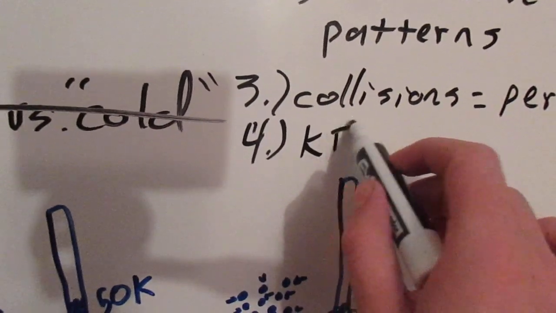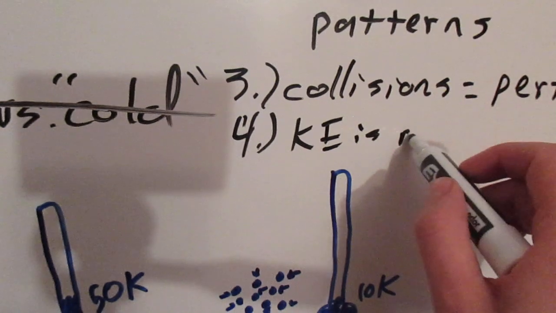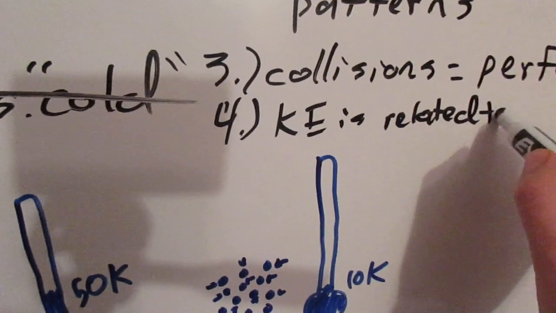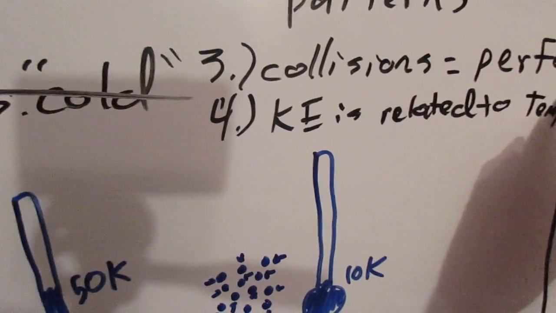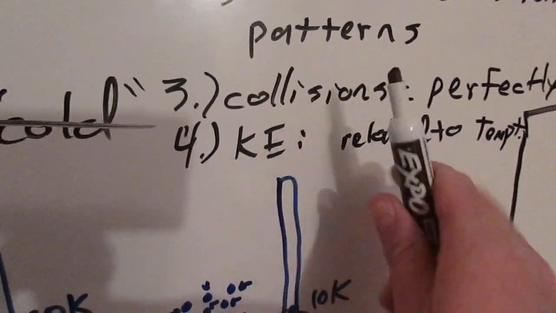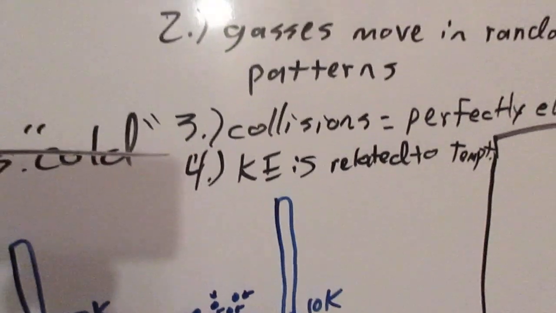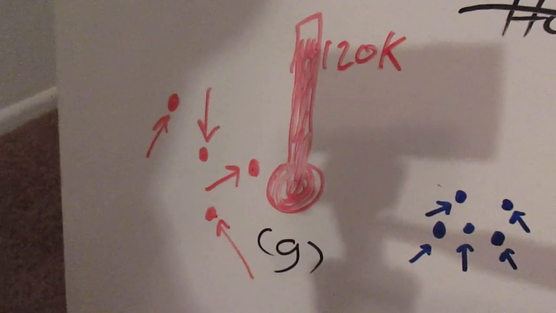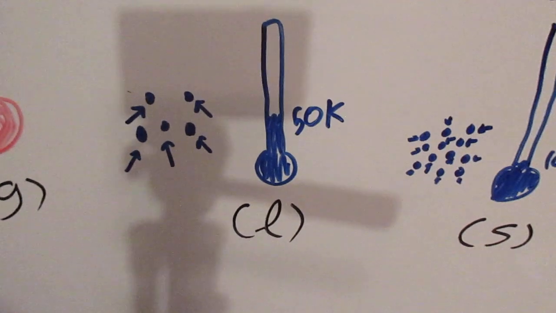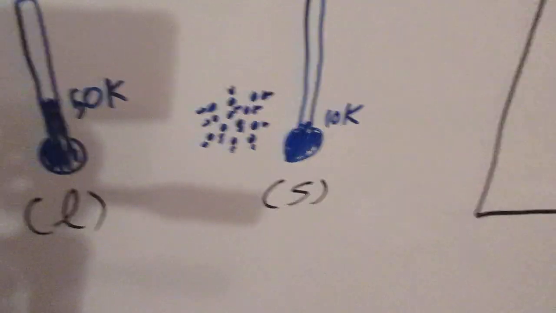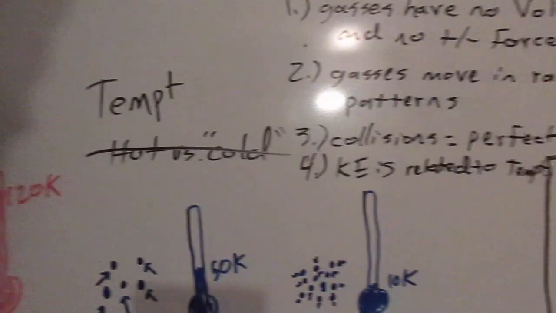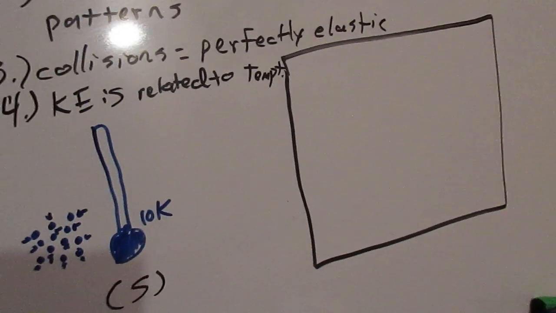Kinetic energy is related to temperature. The more energy something has, the more it's moving, the higher the temp. Which is why if you get these particles moving super fast, we might get maybe 120 Kelvin, something like that. A little bit lower, 50. A little bit less movement, 10. It is all directly related. And we can use these to really help us out with a few ideas.